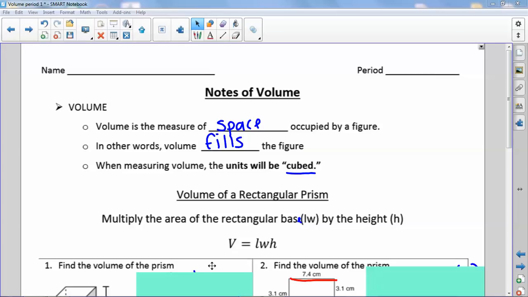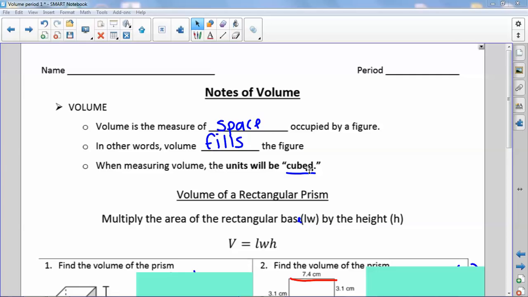So today we're going to talk about notes on volume. So that should say on, not of. So volume. First off, volume is a measure of space that's occupied by a figure. In other words, volume fills the figure. Now when measuring volume, the units will be cubed. So that's very important to remember.